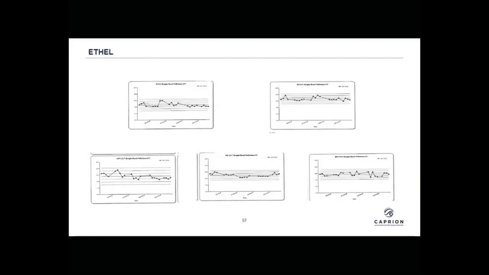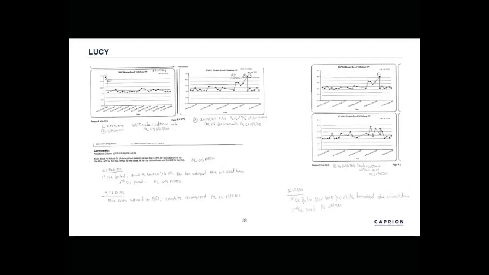Acceptance criteria for the robust CV is 6%, and you can see, well, maybe you can't, but the numbers here are very, very small. So very, very tight. It's really under 4 or 3% variation. Okay, so Ethel's a steady Eddie. Now Lucy's a little bit all over the place. So you can see that she might be pretty consistent, but she might be off.